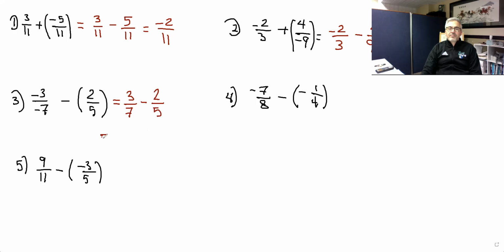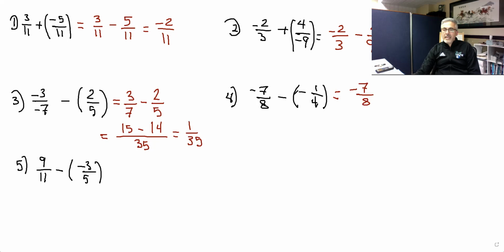which has a common denominator of 35. 35 divided by 7 is 5. 5 times 3 is 15. Minus, 35 divided by 5 is 7. 7 times 2 is 14. And therefore, the answer here is going to be 1 over 35. We'll continue. That's negative 7 over 8.